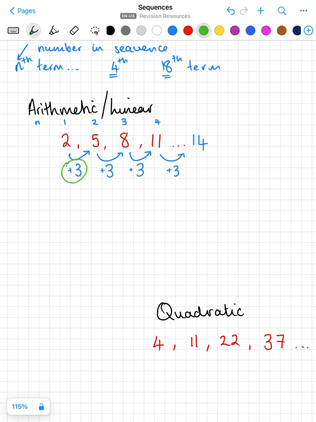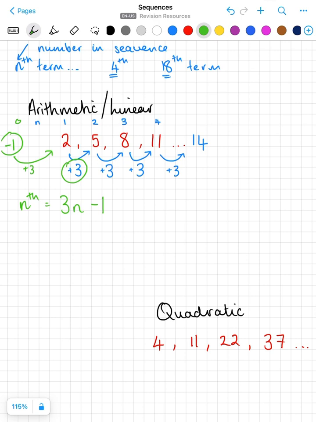Using this to find the nth term, whatever that difference is, we place that in front of n. 3n. Now, here's one way we can do it, is we find the 0 term. So we go back 3. So that's 2, take away 3, which is minus 1. So our nth term is 3n minus 1.